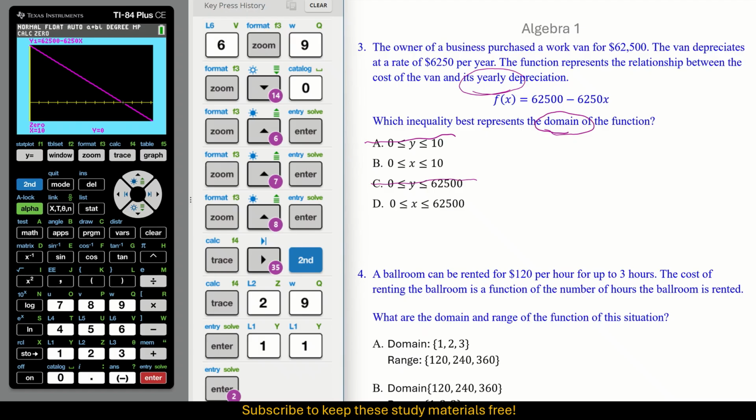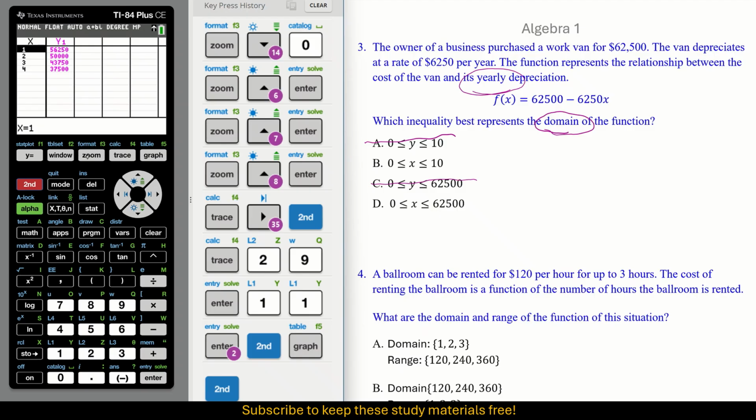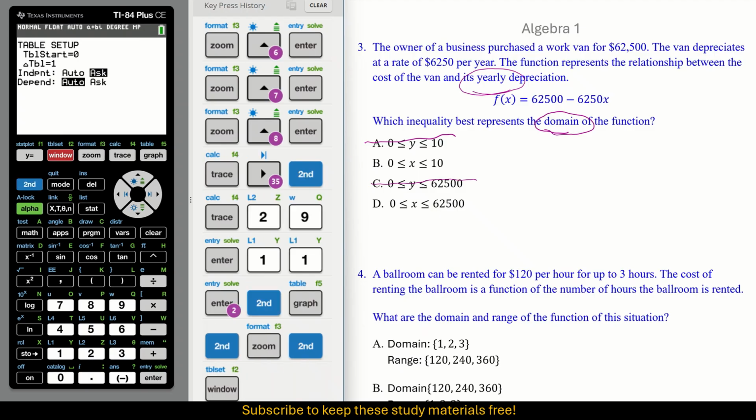So we are good with our estimate, even though visually it looked like it was actually crossing the x-axis before the 10. The truth is it's on 10. And then we can also verify that with second graph to go to our table. But look at what I've done with my table. My table is on ask, okay? And remember that for this, you can go second and zoom. Oh, I'm sorry, second window. Excuse me on that. Okay, so second window.